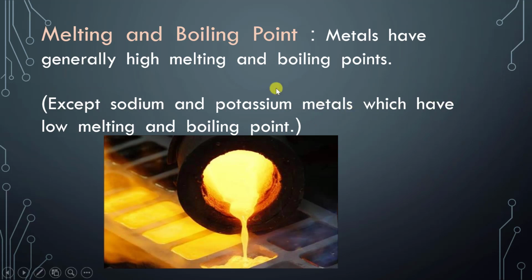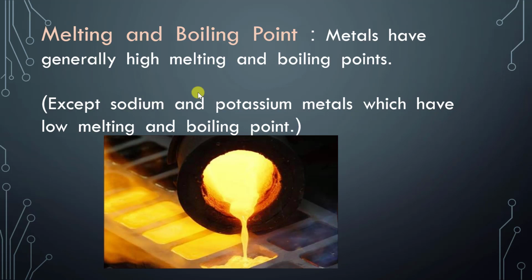Metals generally have high melting and boiling points, except sodium and potassium metals, which have low melting and boiling points. Why do we need to melt or boil any metal? Because we can't use the metal in the form in which we mine it. We need to change it into our favorite shape, like any kind of utensil or antique piece. So we need to melt it and convert it into a liquid, and after that we can shape it.